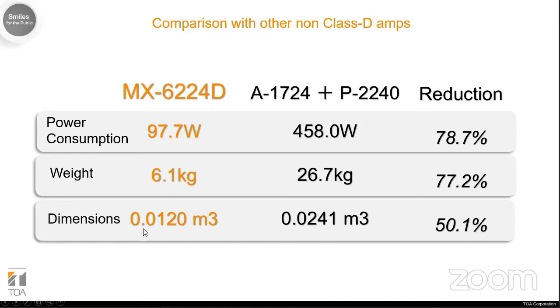And lastly, for those who are going to stock these in volume, for your logistics and warehouse space saving, you'll be able to save on your space, as this one MX6224D just occupies 0.0120 cubic meters of space compared to the same two amplifier packages that will consume 0.241 cubic meters of space, which gives you a 50.1% equivalent saving if you are going to use these two amplifiers.